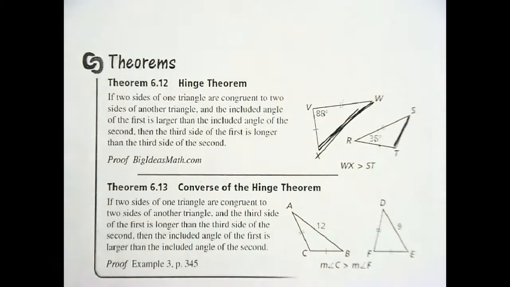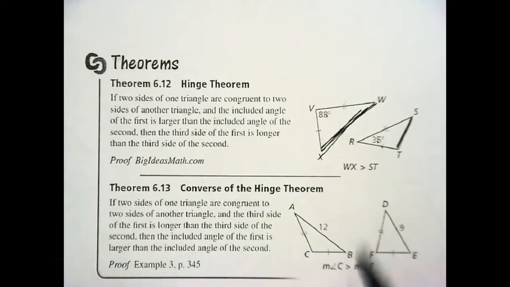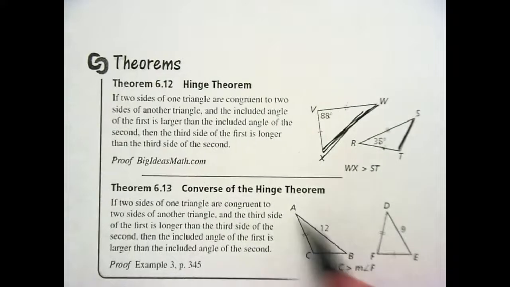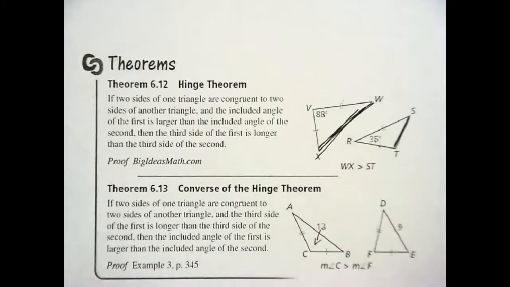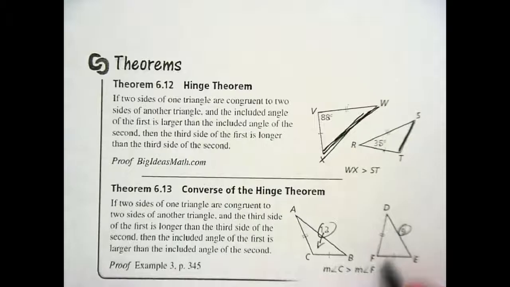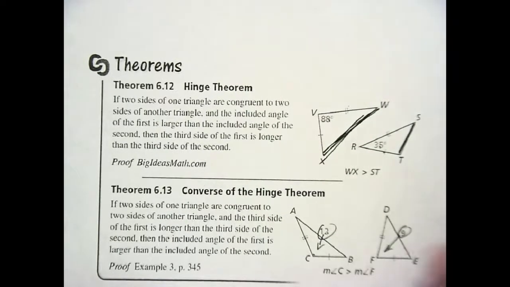And that's true when you're dealing with triangles where the included angle is in between congruent sides of those triangles. That's what the hinge theorem says, and the converse just says the converse of that. It talks about if you have the side length, if this side's bigger than this side, this angle is going to be bigger than that angle. All right? That's what the hinge theorem says.